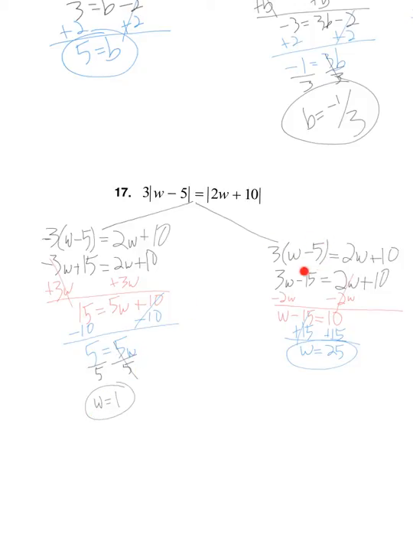This one, when you distribute the 3, you get 3w minus 15 equals 2w plus 10. So I minus 2w over, and I got w minus 15 equals 10. So I added 15 over, and I got 25.